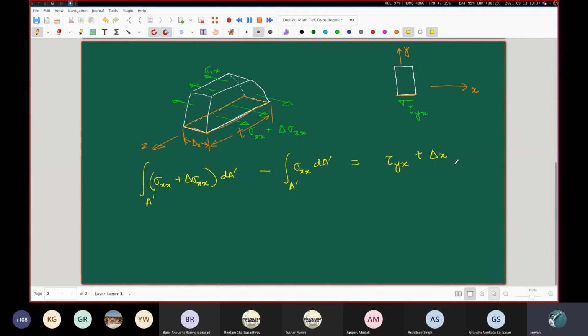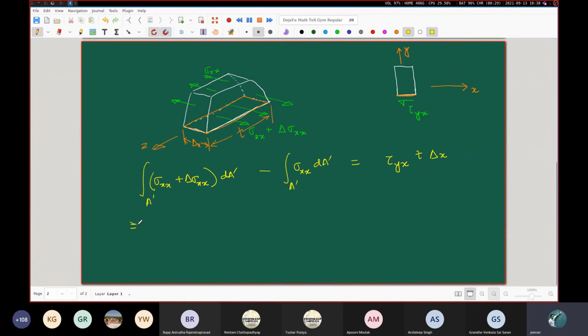Please note that the direction of the force of this thing is along the negative x direction. This force is also along the negative x direction. So it makes sense that this here has the minus sign. If you take it to the right hand side, it will be a positive sign. So this and this are in the same direction. This is in the opposite direction. So everything is all right.